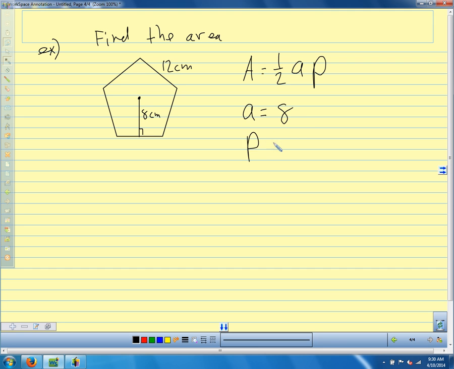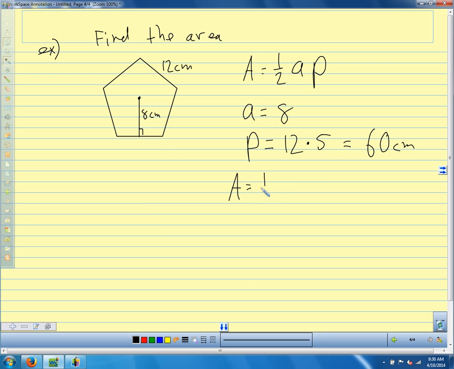Our perimeter, how do we find our perimeter? Add up all the sides. So I have 12 centimeters times 5 sides, and I get 60 centimeters. So the perimeter is 60 centimeters. 12 plus 12 plus 12 plus 12 plus 12 gets 60 centimeters. So I just plug those numbers into my formula.